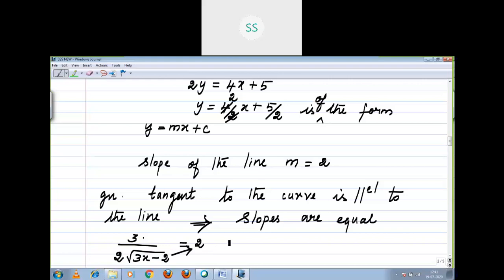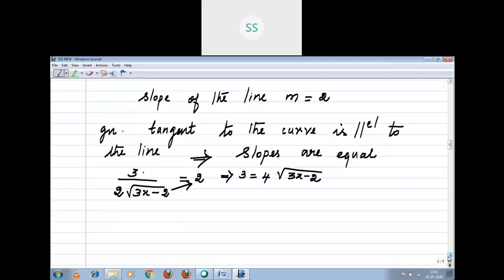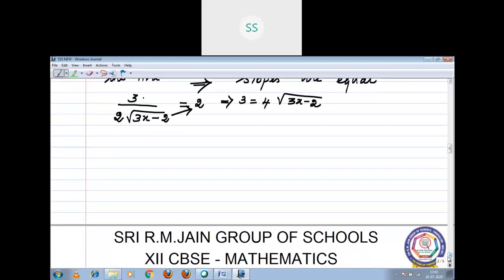Now you have to cross multiply. What can you get? 3 is equal to 4 into root of 3x minus 2. Then one side you have a root, another side you don't have a root. For that purpose, you are going to square on both the sides. If both the sides are equal only, you can get the answer easily, right? 3 square equal to 4 square, squaring on both the sides.